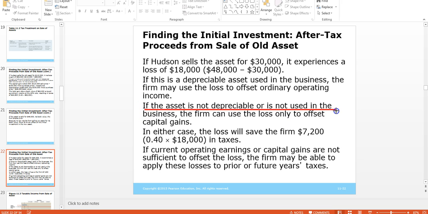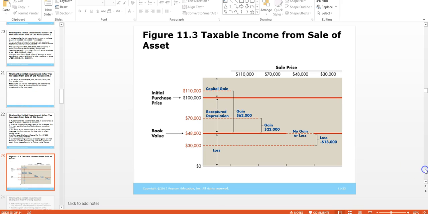If it's not depreciable or is not used in the business, the firm can use the loss only to offset capital gains. So in either case, the loss will save the firm $7,200 in taxes, right? $18,000 times 40%. And you can spread those losses over a couple of years. And sometimes I sell stocks, and I have a loss, and I can divide it over a couple of years.